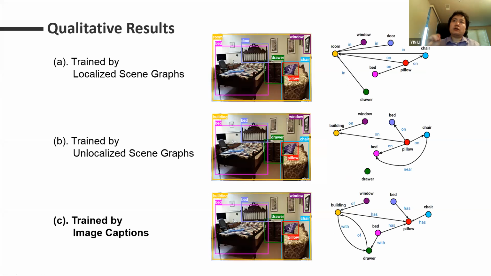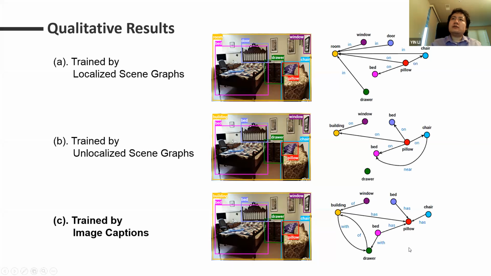This is probably best illustrated by this example here, right? For some reason, this model trained in the fully supervised setting really just outputs two different types of relations: it's either in or on. While our model, learned from image captions, does produce a more diverse set of relations. So we have has, of, with, and some other stuff.